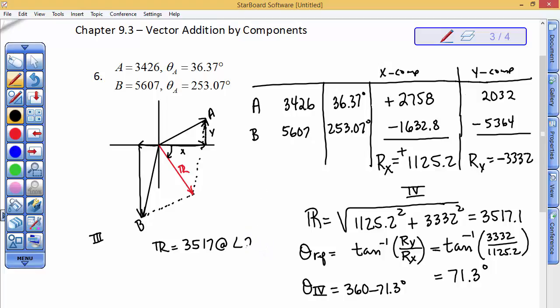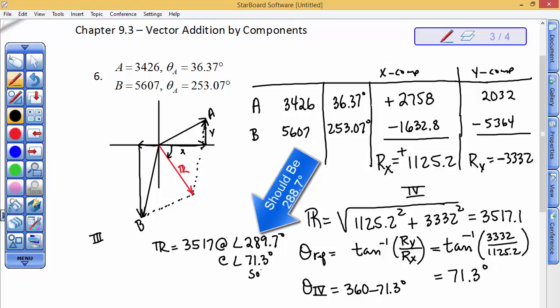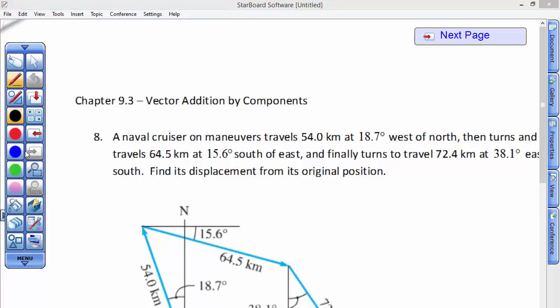Or you could say at an angle of 71.3 degrees south of east, because here's east, and I'm going south of east. I'm going to skip this problem. However, I didn't mean to turn the page yet. I'm sorry. I'm going to skip this next problem.